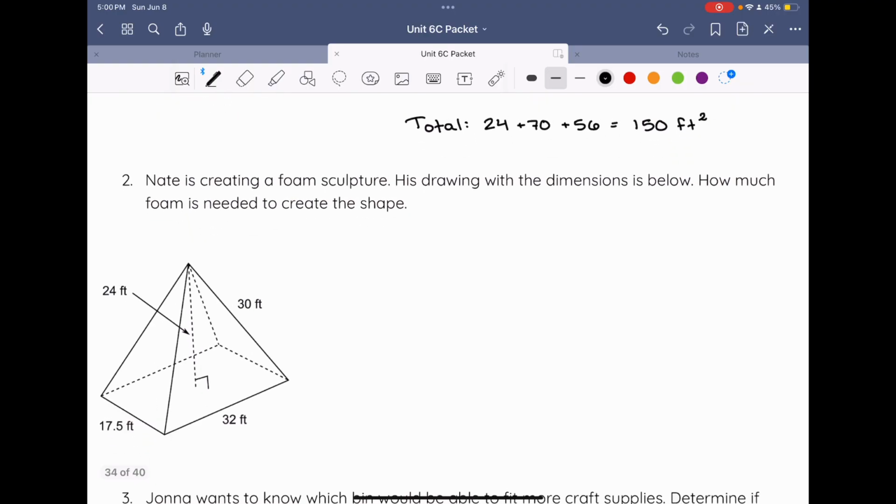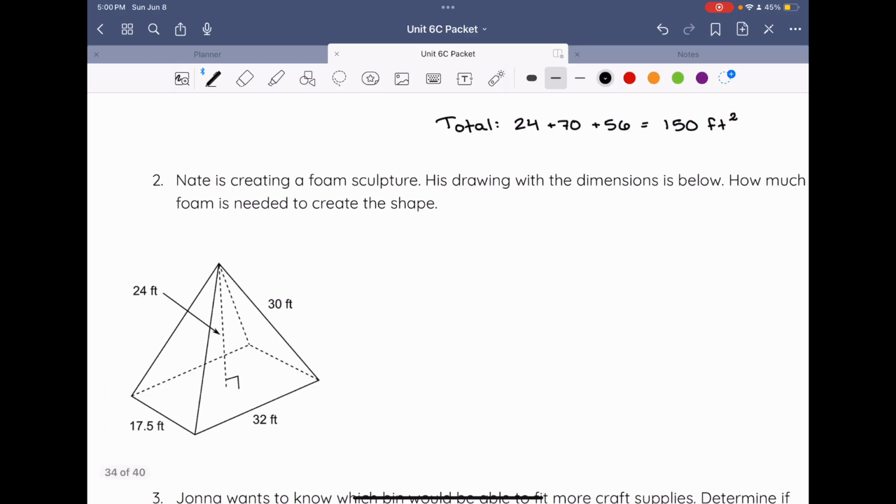All right, number 2. It says Nate is creating a foam sculpture. His drawing with the dimensions is below. How much foam is needed to create the shape? All right, so if I'm creating a shape out of foam, the foam is the shape itself. So that would be the inside. So this is going to be volume.